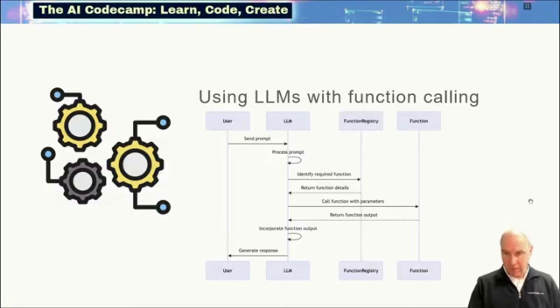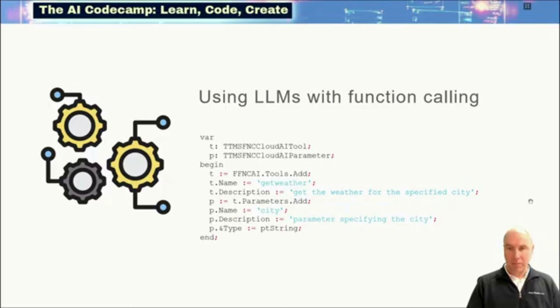That is how function calling can be used from LLMs. And here is a code example of how we actually implement that. So we have our Cloud AI component, and the functions here are represented by tools. So we set up the Cloud AI component, we add tools. Here, for example, a function call that gets the weather at some specific location.